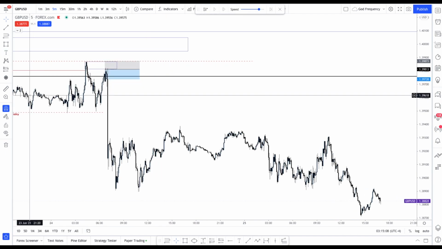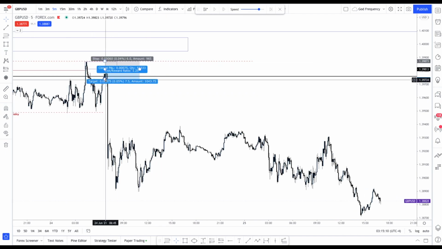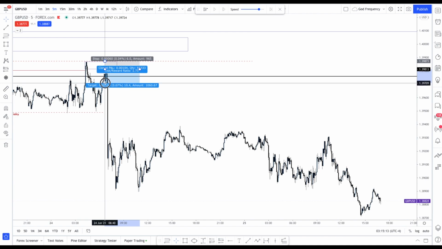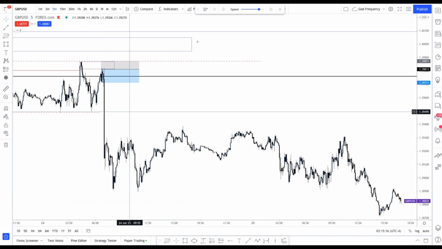Damn it. Alright, so I got this goddamn magnet off. So let's see. Boom.